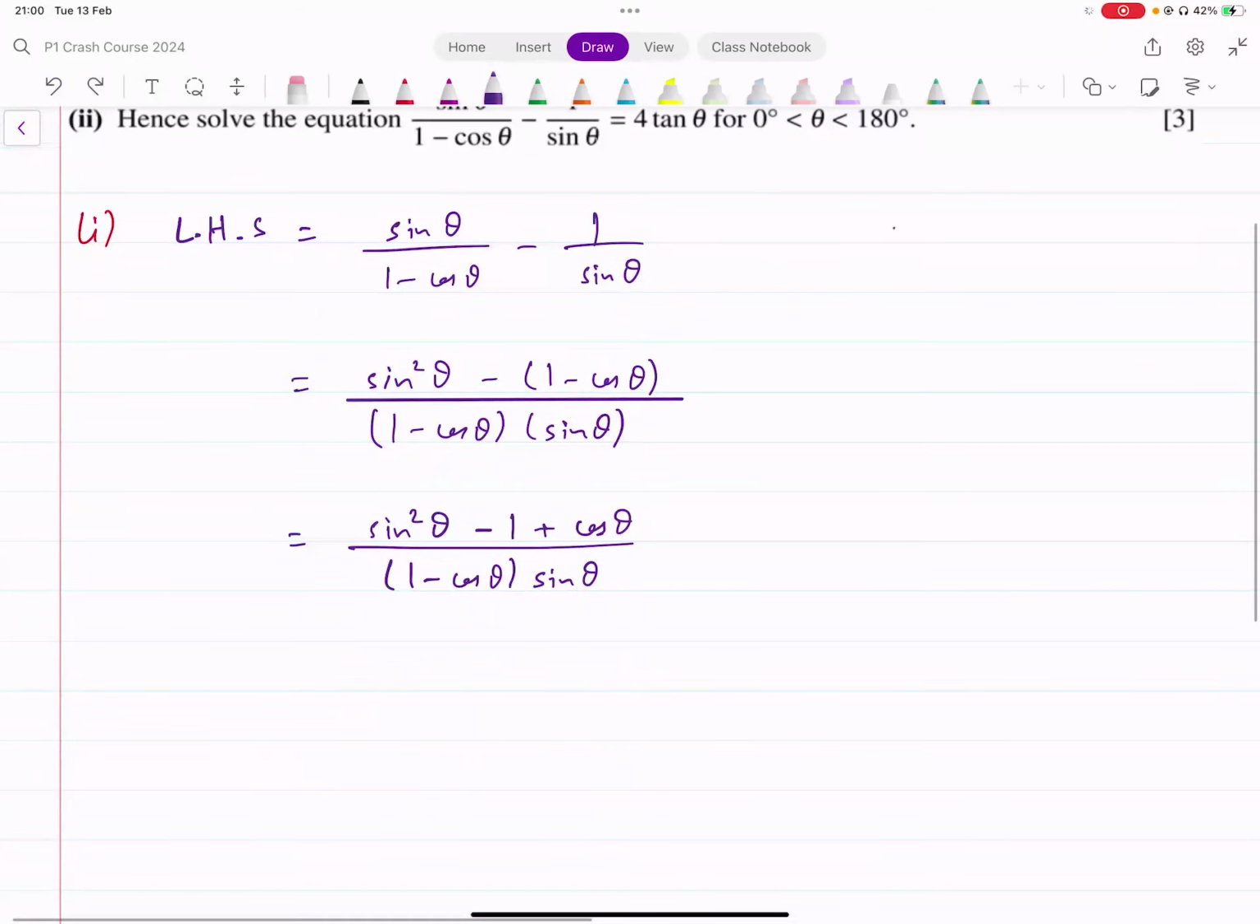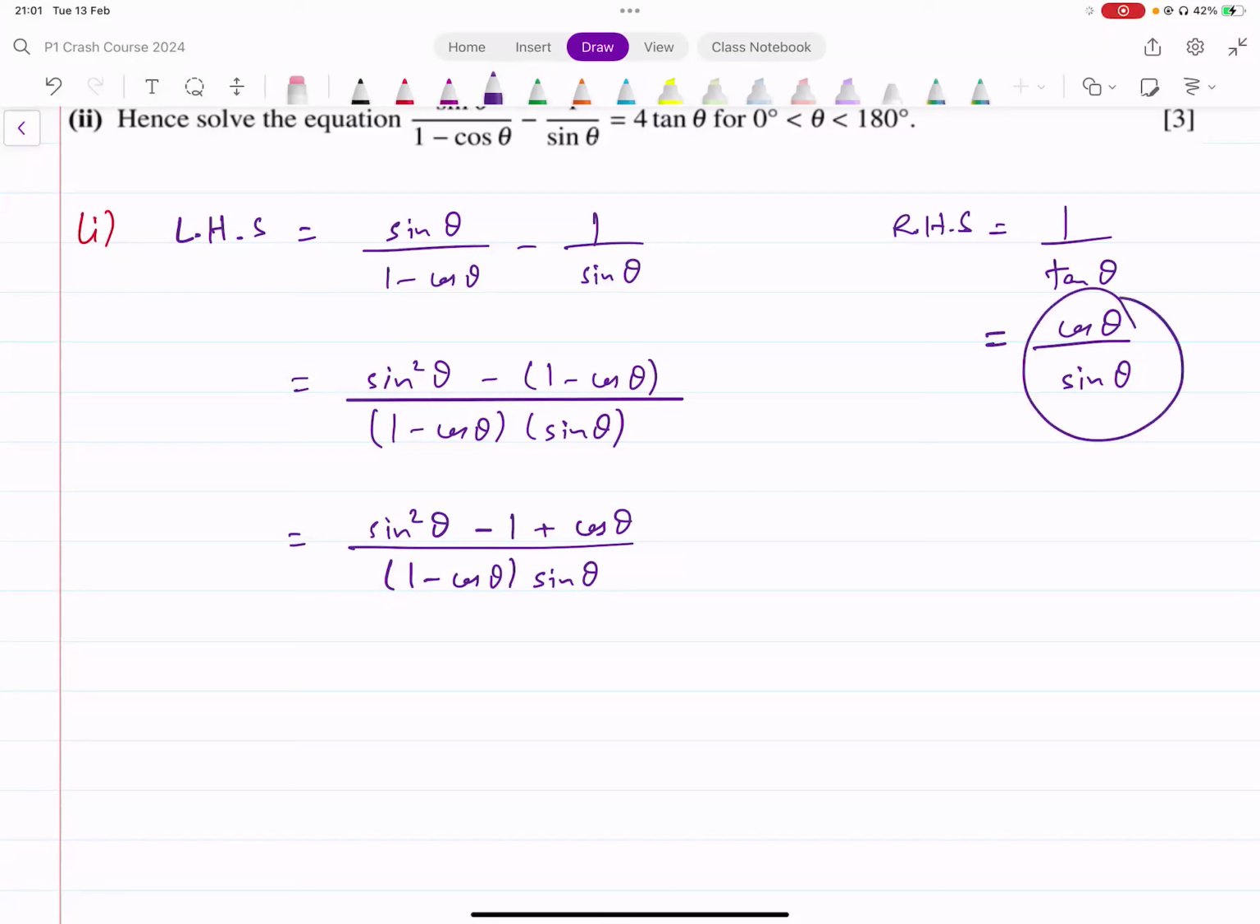Now, let me actually write down the right-hand side here as well. Right-hand side is 1 over tan theta. What is 1 over tan theta? It's basically cos theta over sine theta. If you have this in mind, it'll make your working a bit simpler. So you would know, okay, this is what you want at the end. If you get this, then you can convert that to 1 over tan theta. So in the denominator, you want sine theta. You have sine theta here. And in the numerator, you want cos theta. Then you can write it as 1 over tan theta. So keep that in mind. This is what we want.